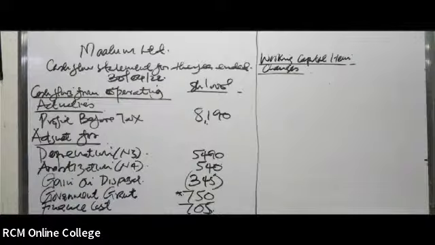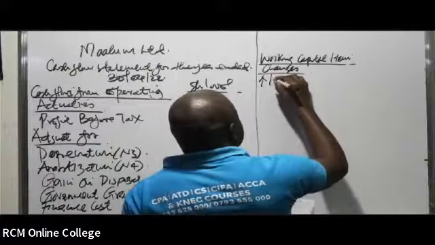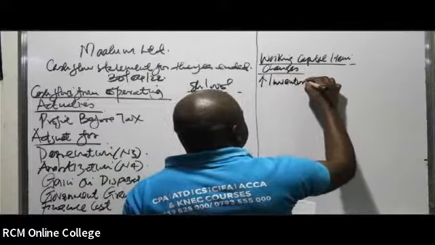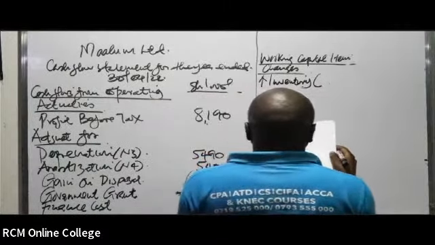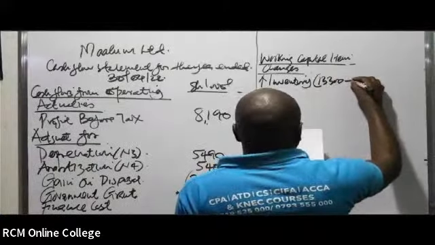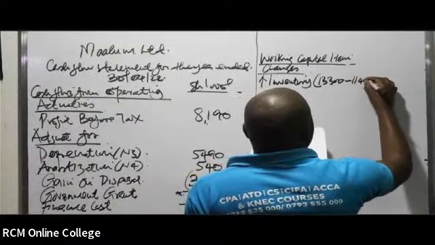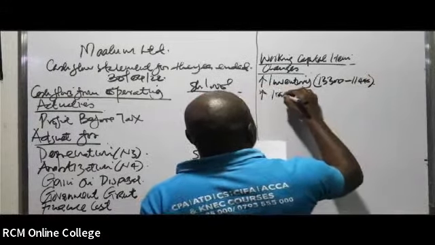For the inventory, there was an increase. And also for the receivables, there was an increase. So in this case, we'll deduct both of them. We have an increase in inventory. The figure of inventory is how much? 13,300, right? 13,300 minus 11,445. Also, we have an increase in the trade receivables.